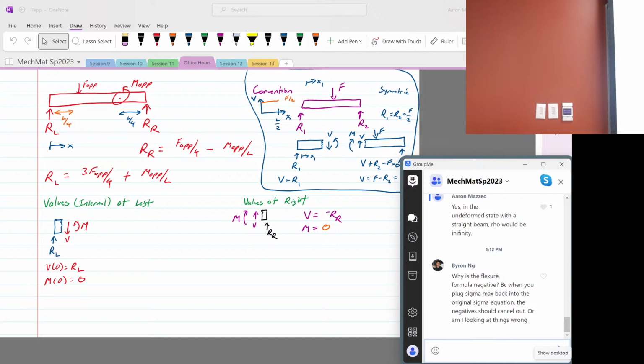So on the left side, we know that the B is equal to RL, right? That's internal shear force. So that's C2. So C1 is equal to RL. Okay. Still, right?